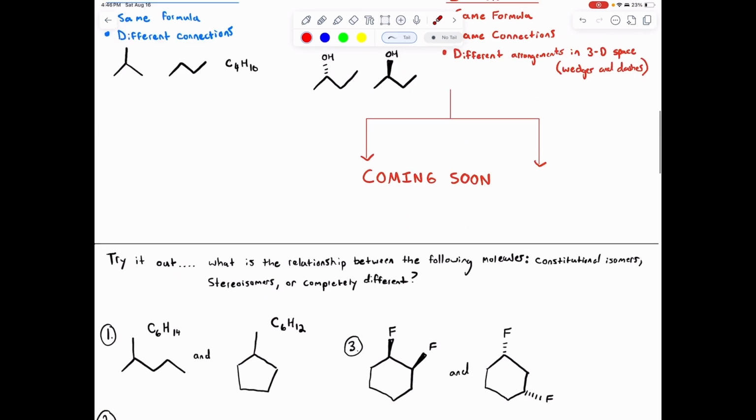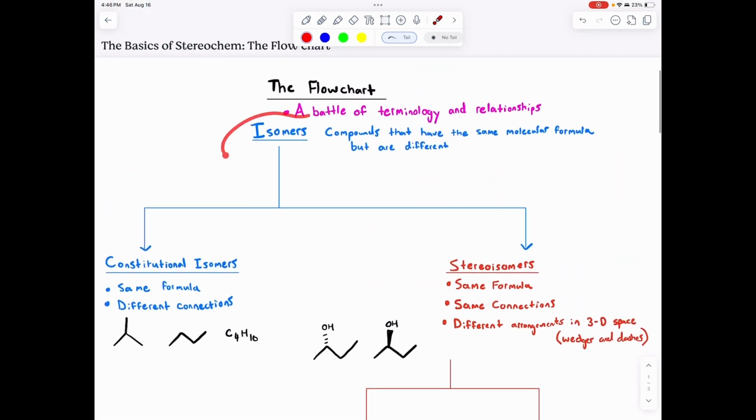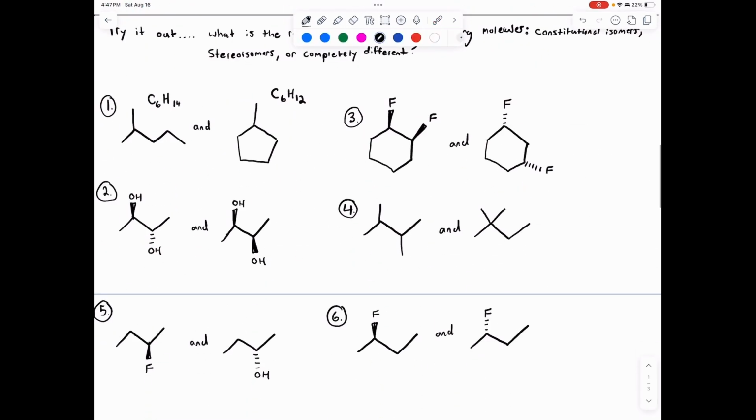So they are not isomers, and they don't fall anywhere on the flowchart. This is a trick problem. I put this here on purpose. These two compounds are completely different. They are not isomers. I'm going to show you one more, and then I'm going to have you do the rest. So let's take a look at number 2.